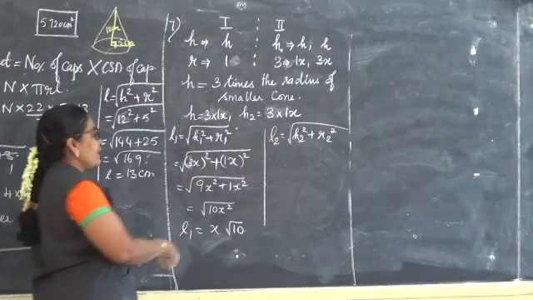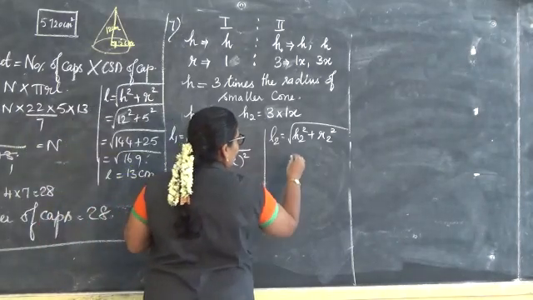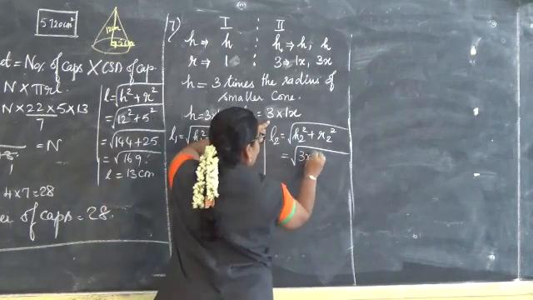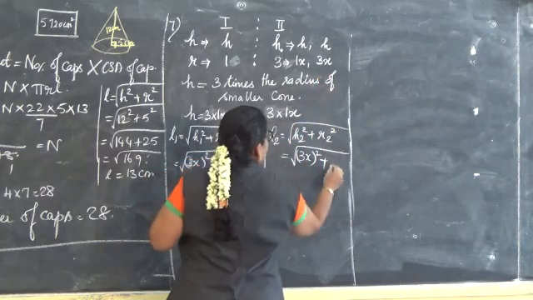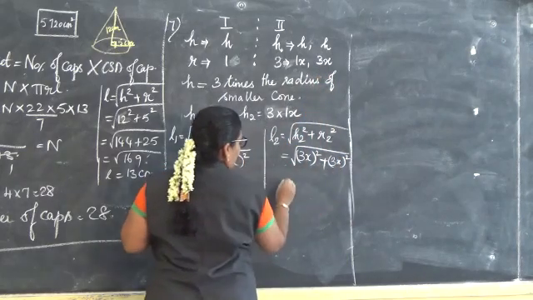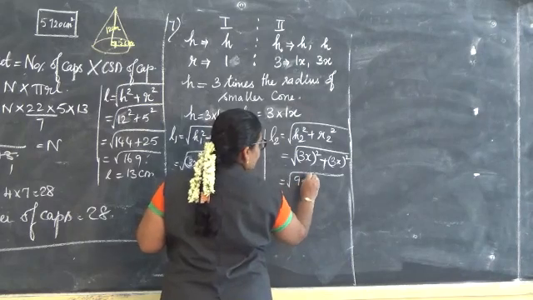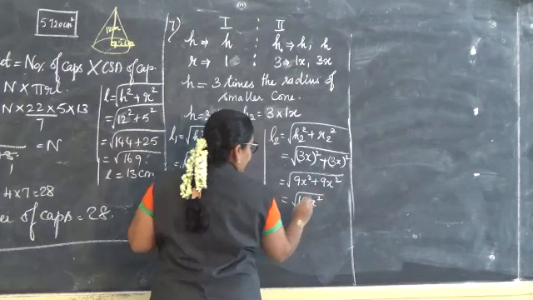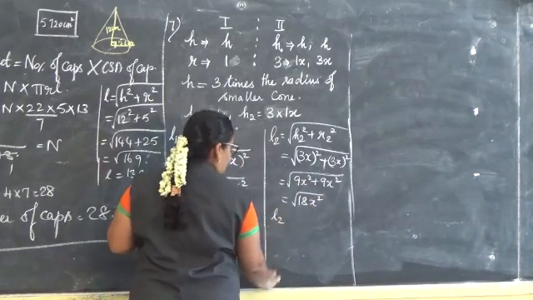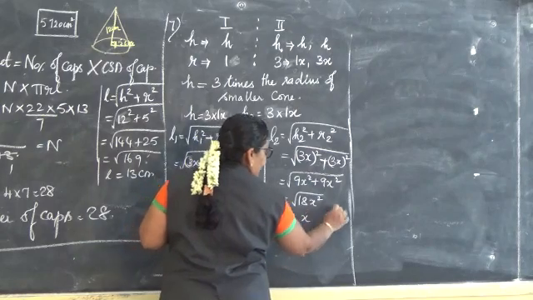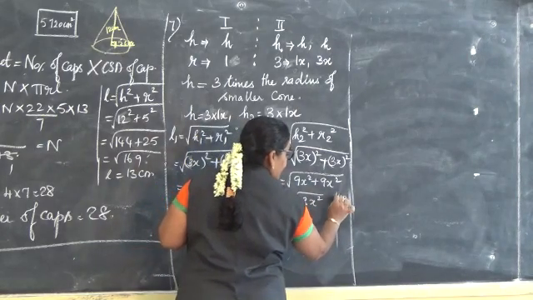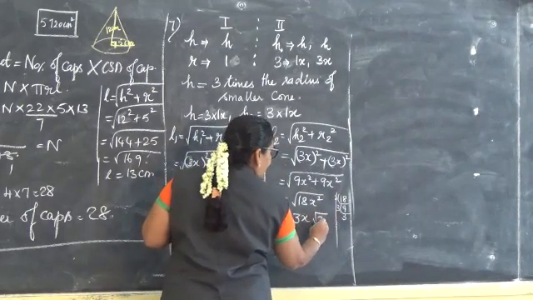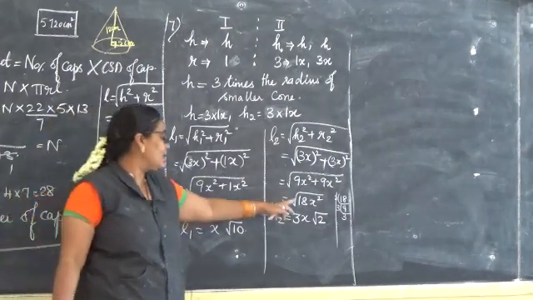And the next one, L2. How to find the L2 value now? Square root of this one, h2 is 3x the whole square plus radius is again 3x the whole square, totally 9x square plus 9x square, and it will become 18x square. So when you take 18x square, L2 can be taken as, x can be taken out, and 18 can be written as 2 times 9, 3 times 3. So I can take 3 common outside and root 2. This will be the root for 18.